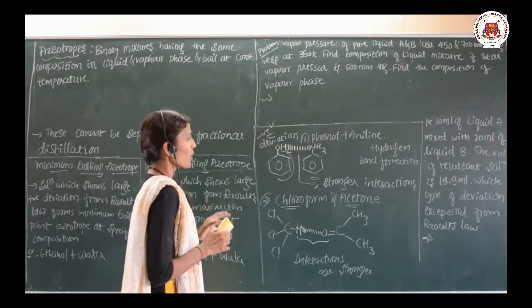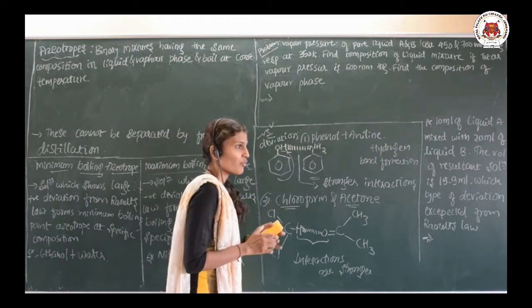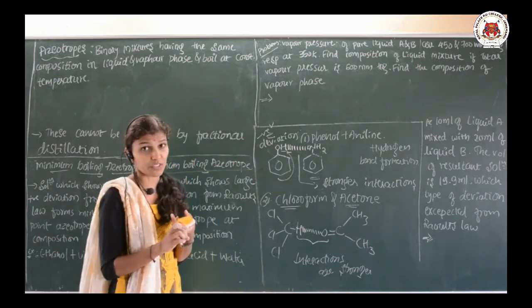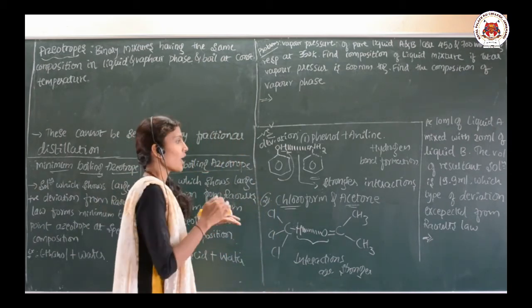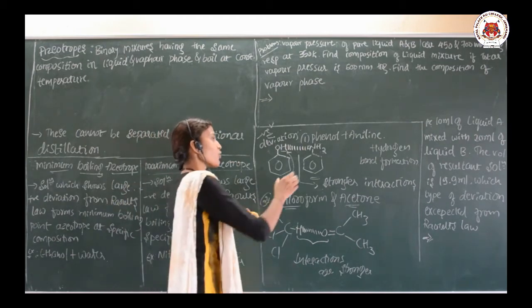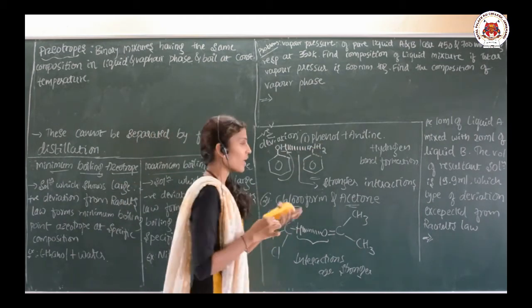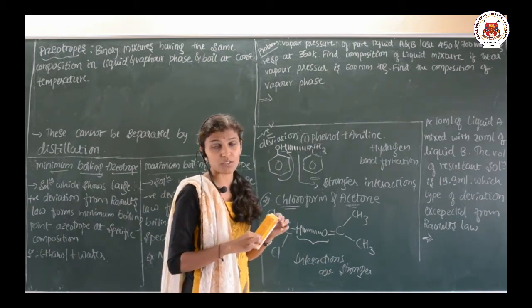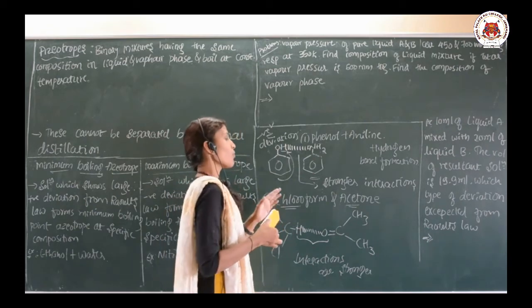So, keep in mind that for the examples of positive deviation and negative deviation, sometimes they will ask you the differences, sometimes they will ask the definition along with the example, and sometimes they will give you the example and ask you the reason why it shows negative deviation or why it shows positive deviation.